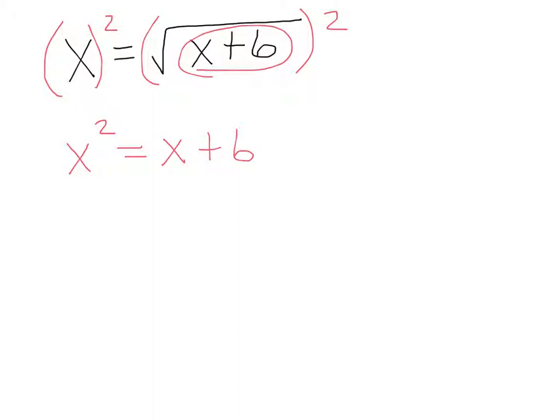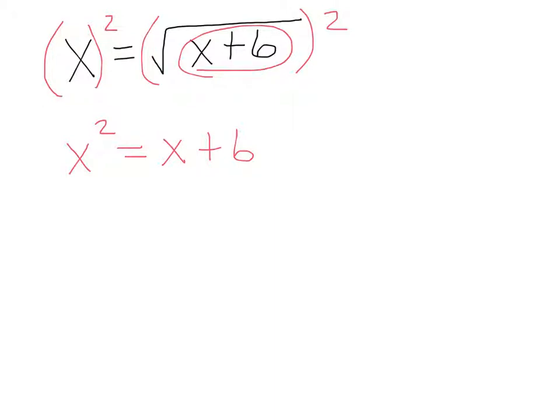Okay, so let's get everything on the left side of the equal sign. So let's move this x to the left, and let's move this 6 to the left. So I'm going to subtract x and subtract 6 on both sides. And so that gives me x squared minus x minus 6 equals 0. Right? And so all this right here is a quadratic equation. Say it. Quadratic equation.